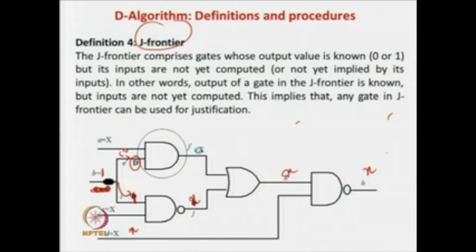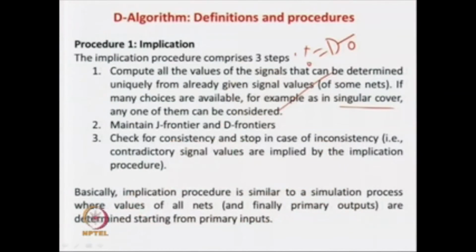X is difficult to get directly by implication, because by implication we just find out the values which can be known directly. So that was the first step we discussed: compute the values of all the signals that can be determined uniquely from the given signal values of some nets. If many choices are available, for example in case of a singular cover, say you have an AND gate whose output is 0 for some reason, then we know the inputs can be X0 or 0X, so you can take any one of them. If multiple choices are available, you can take any one of them.